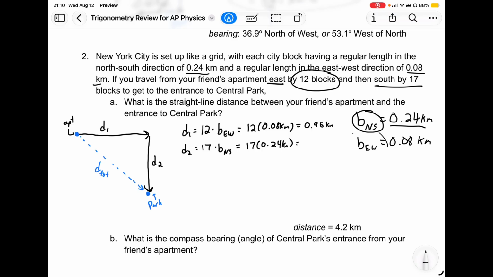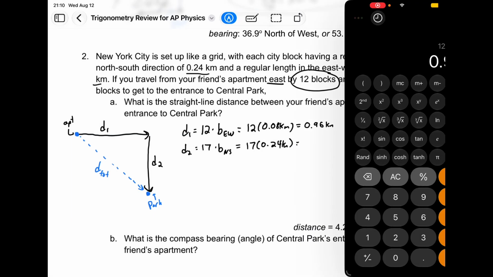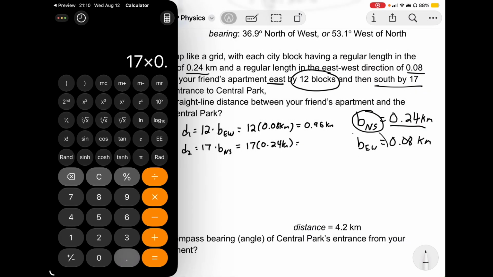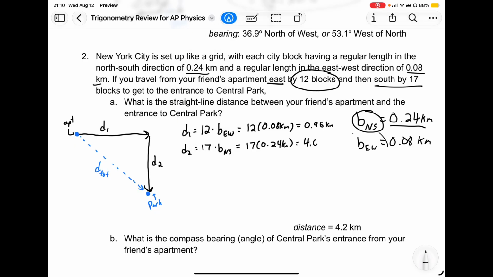And I'm not going to try to do that in my head. Though if I were, maybe I'd guesstimate 17 rounds up to about 20. So 2 times 0.24 would be about 0.48, and then times another 10 would get us to 4.8, right? So it could be a little bit less than that, maybe something like 4.5 or 4.4. Let's find out. So 17 times 0.24 is 4.08 kilometers.